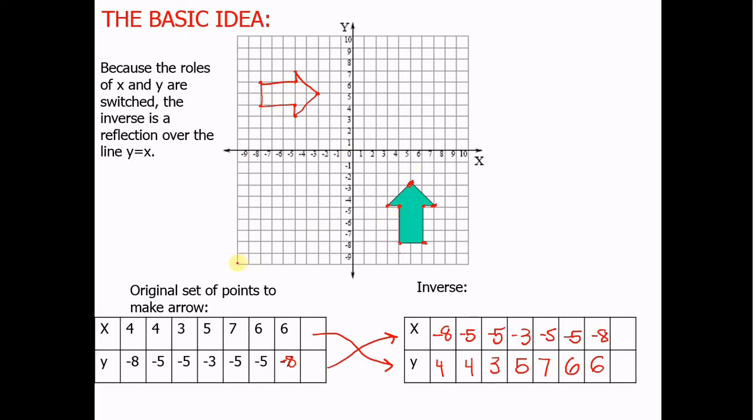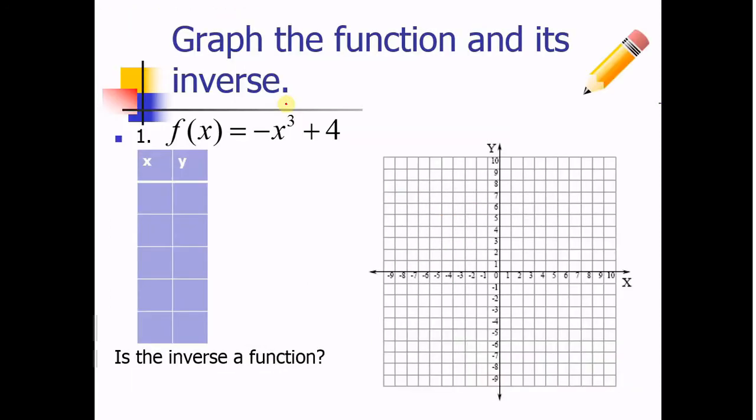Now, what this is doing is it's technically reflecting you across y equals x, which is right there down the middle. So it's taking this arrow and reflecting it across that line. So it's going to look a little sideways. So how are we going to use this? What we're going to do is we're actually going to graph functions and its inverse.